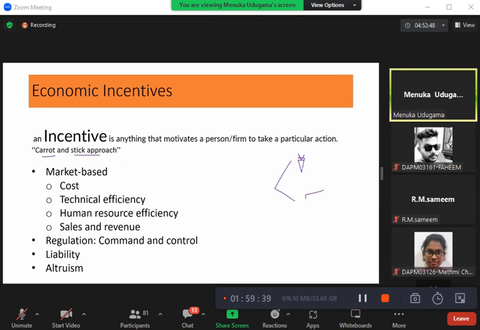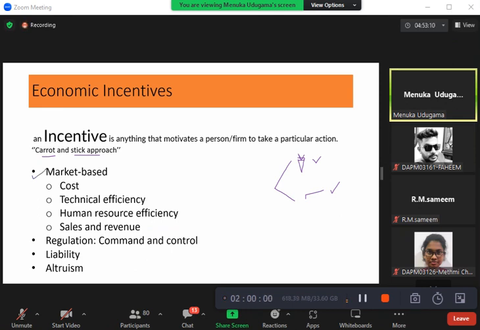The other one is stick. If you don't comply, then the government can fine you. So you would do something because of these two reasons mainly. One is you have some benefits of doing it, and we call them market-based incentives.